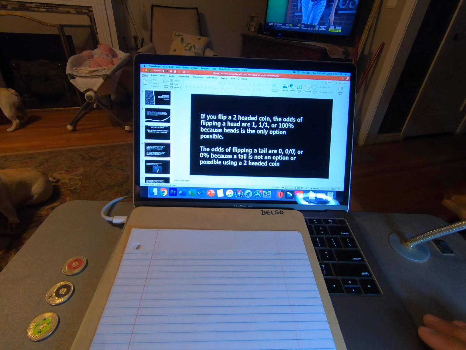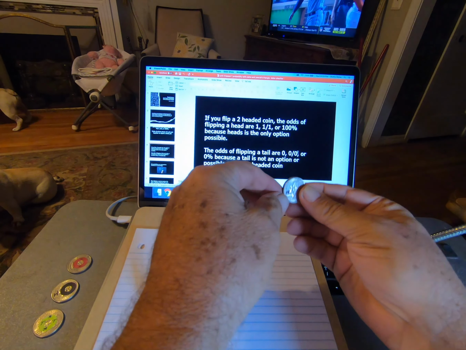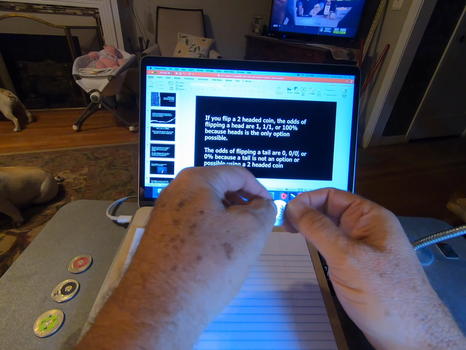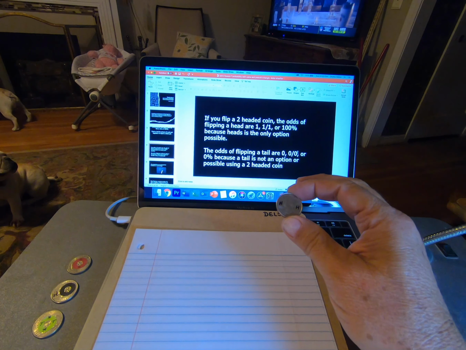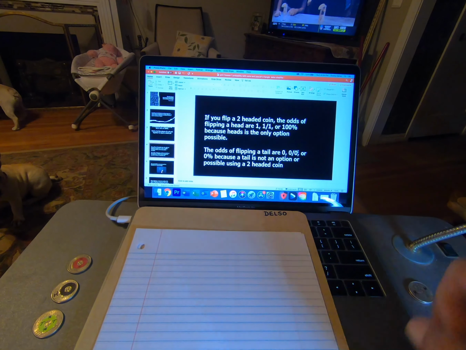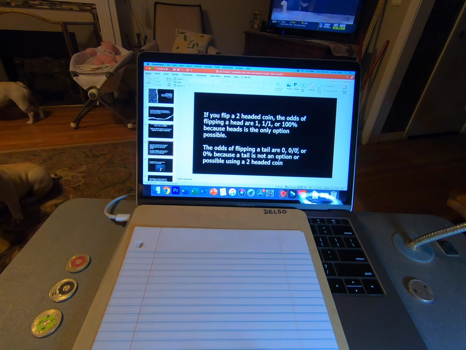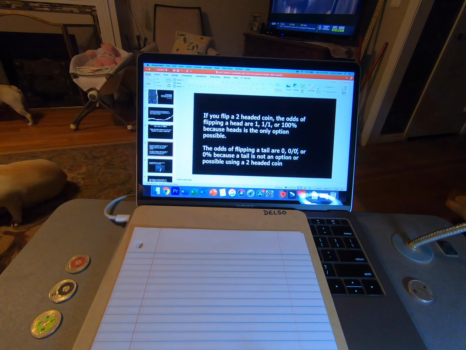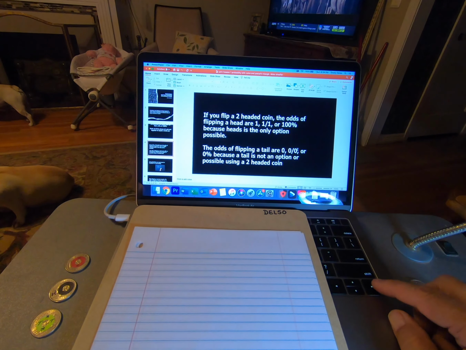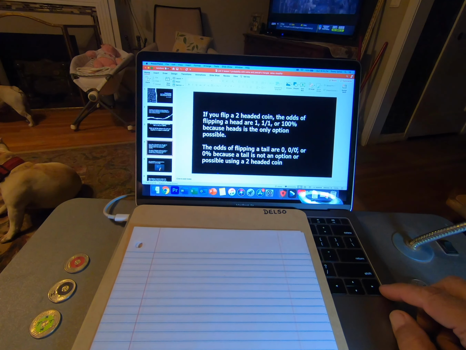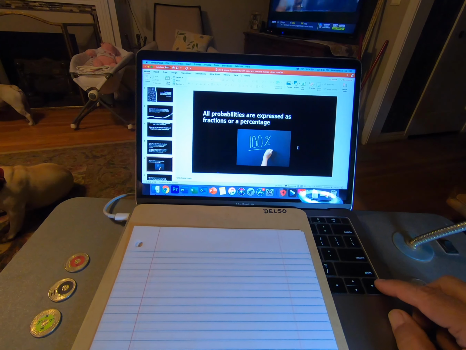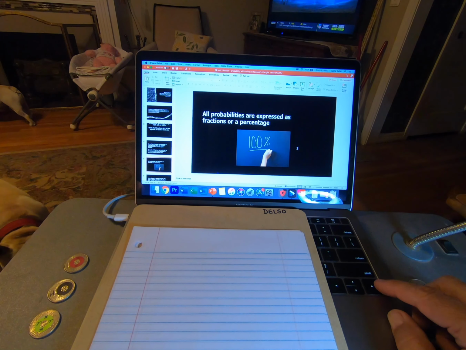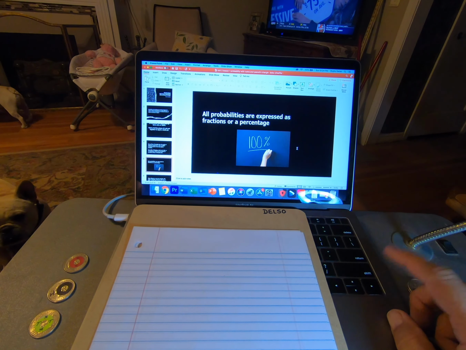When you flip a two-headed coin, and this is a two-headed coin, you can see it's heads on this side, and then it's also heads on this side. Every time I flip this coin, it's going to end up heads. So the odds of flipping a head are 1 or 100%, and the odds of flipping a tail are 0 because it's not possible. A tail is not one of the possibilities using a two-headed coin. All probabilities are expressed as fractions or a percentage. They are all between 0 and 1.